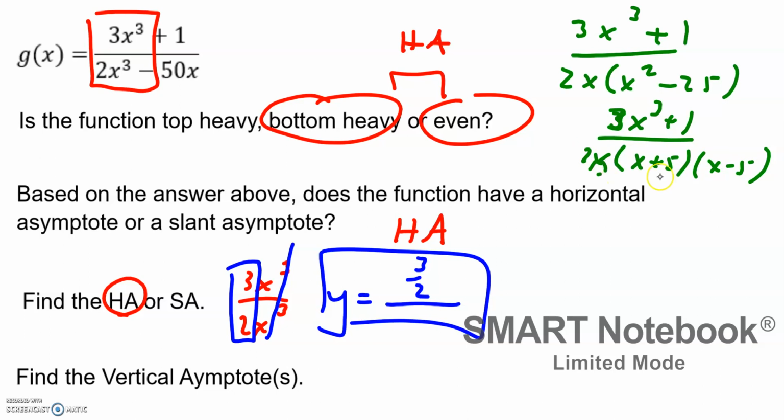That means that there are 1, 2, 3 things that would be considered vertical asymptotes. We cannot have 0 in the denominator, we cannot have negative 5 in the denominator, and we cannot have positive 5. So those are all vertical lines we can't cross.